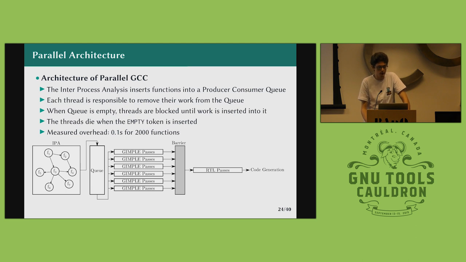I measured an overhead of 0.1 seconds for 2,000 functions. For instance, the GIMPLE match file has around 1,700 functions, which seems reasonable. We are running the GIMPLE passes in parallel, right? Each function is run in parallel here until this barrier is reached, which then joins all threads into the RTL passes and we proceed to code generation. After this project, when this part is complete, we can start parallelizing the RTL passes, and this barrier may not be necessary anymore, so I'll just remove it.